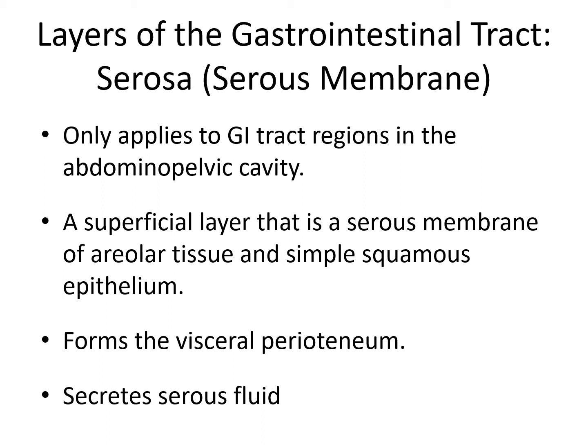Within the abdominal pelvic cavity, the serosa is going to form what's known as the visceral peritoneum. The peritoneum is the layer of serosa that lines the inside of the cavity and the outside of the organs. So this slippery membrane is continuous with the layer inside the body wall, and I'll show you some pictures of that in a bit.